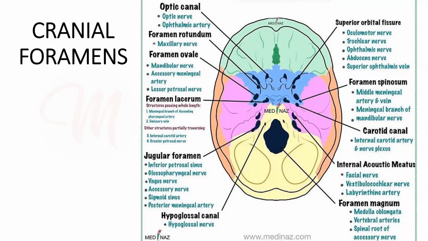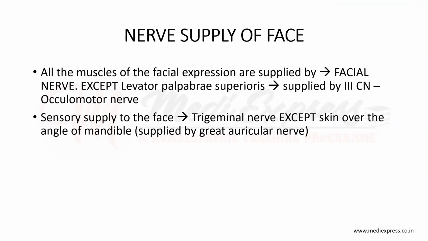We have optic canal, foramen rotundum, foramen ovale, jugular foramen, hypoglossal canal, foramen magnum, internal acoustic meatus, then foramen spinosum, superior orbital fissure. We even had a cribriform fissure also. Okay, now next one is the nerve supply of the face.